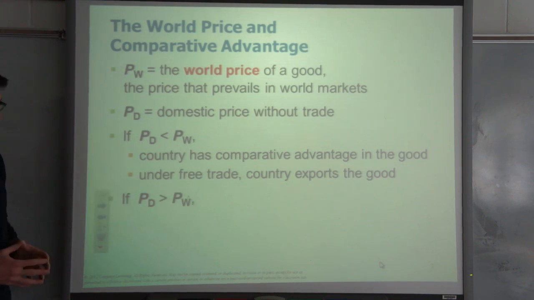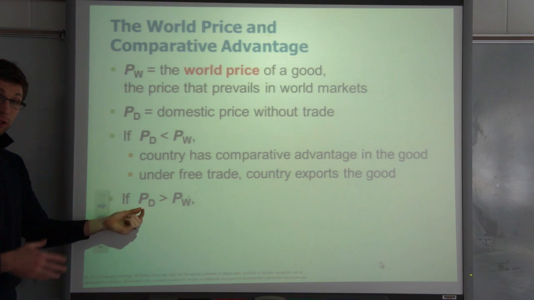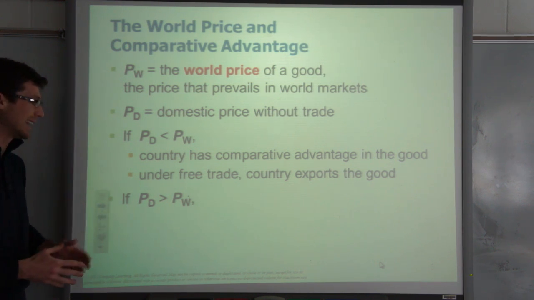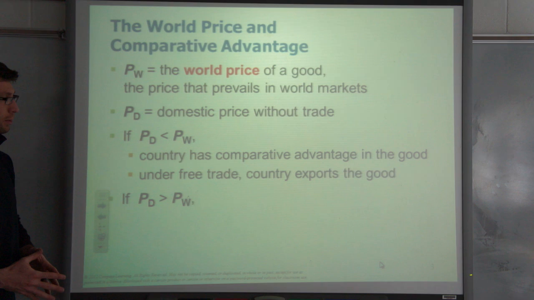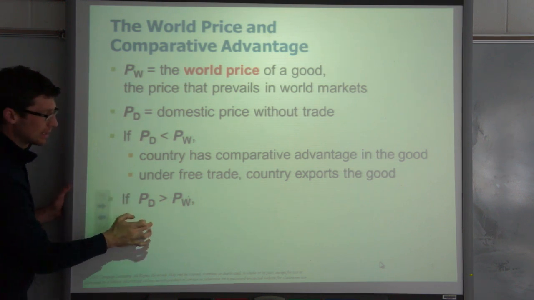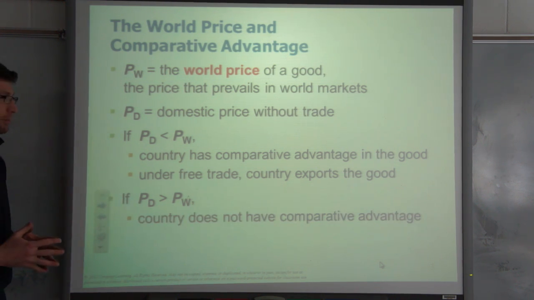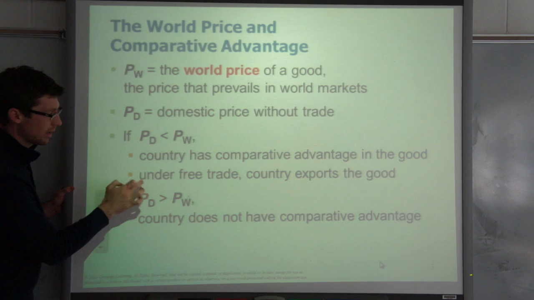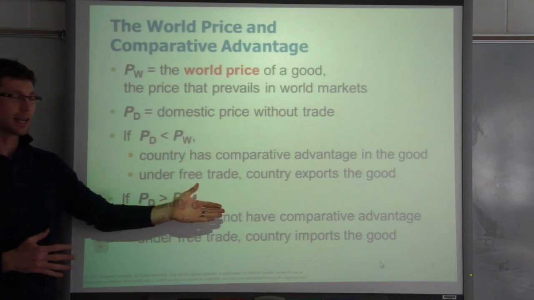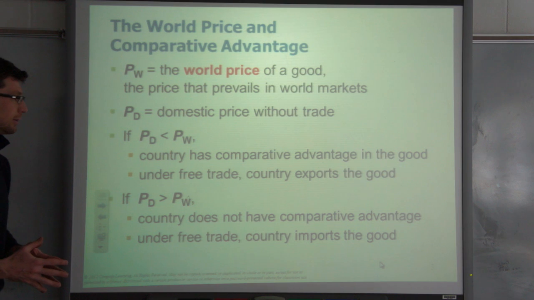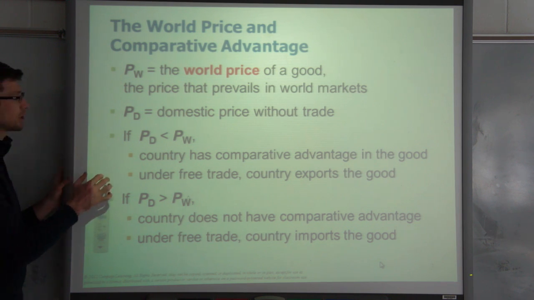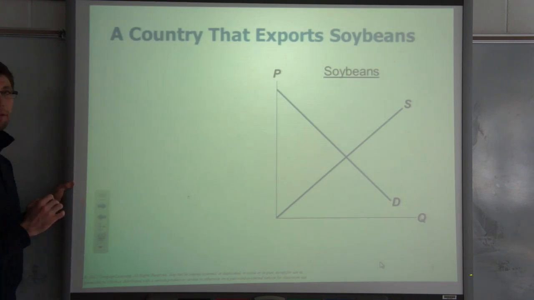Now, if the reverse is the case, if the domestic price determined by domestic supply and demand exceeds the world price, that country does not have a comparative advantage in the production of that good or service. And under free trade, that country is going to import the good. So it will make a little bit more sense when we show it on a graph.